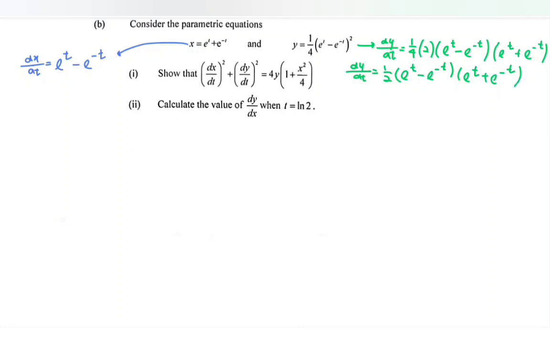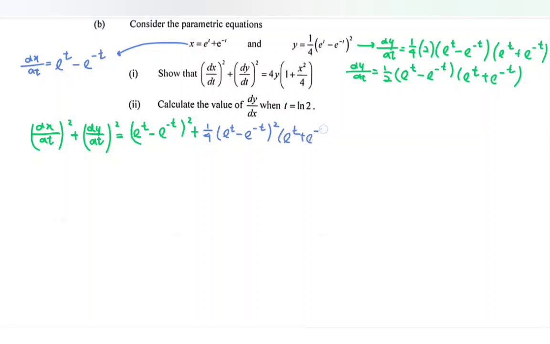Continue. Refer to number 1. They ask you to show that (dx/dt) squared plus (dy/dt) squared equals 4y multiplied with 1 plus x squared. So kindly substitute the situation. We have the dx/dt bracket squared, plus we have the dy/dt bracket squared. If we substitute, we will have e^t minus e^negative t bracket squared plus, for another part, 1 over 4 bracket exponent t minus exponent negative t bracket squared, exponent t plus exponent negative t bracket squared.